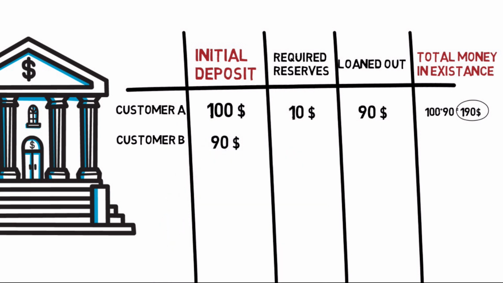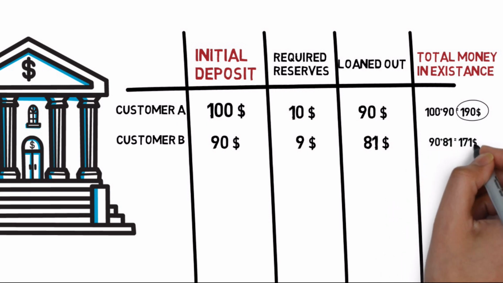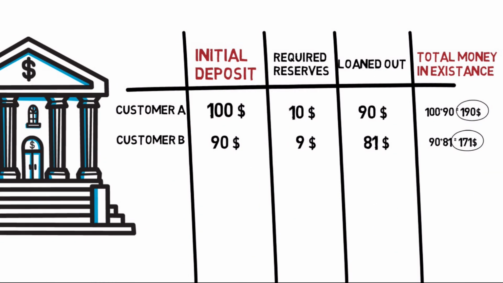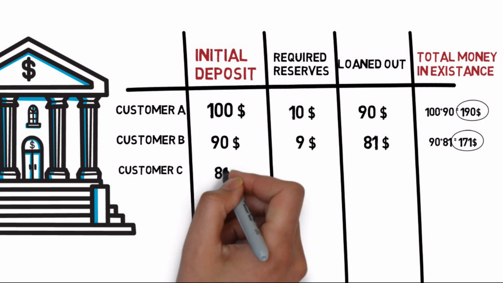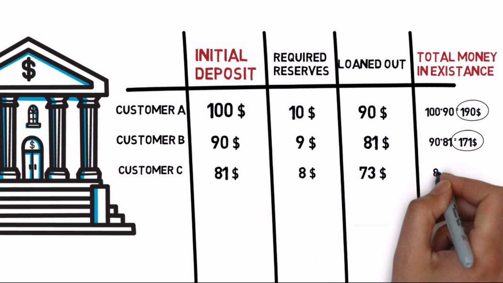Now, customer B purchases a bike for $90, and the seller of that bike deposits the same amount in bank 2. Again, out of that $90, bank 2 keeps 10%, meaning $9 as required reserve, and loans out $81 to customer C. On the second step, $171 has come into existence: $90 of customer B and $81 loaned out to customer C. Customer C purchases something for $81 and the seller deposits the same amount in bank 3. This gets repeated again and again, many times.